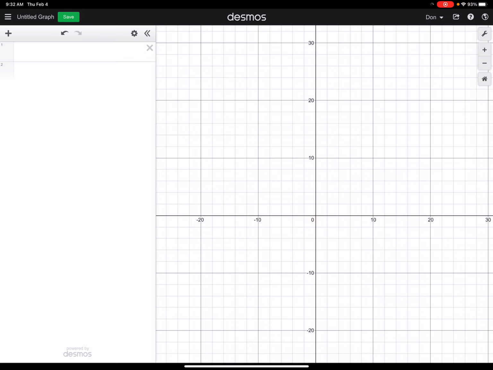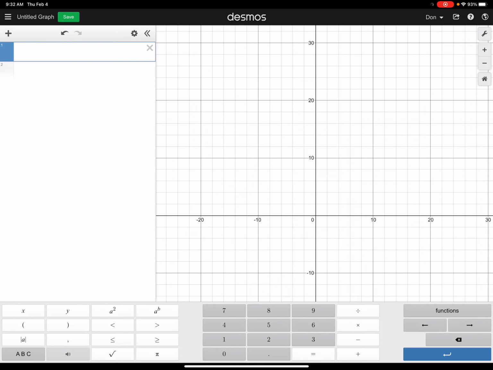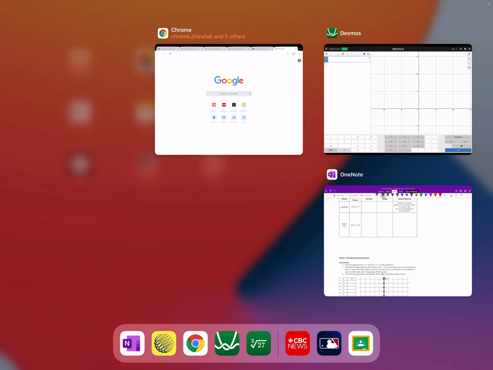Let's see, where's my keyboard gone? Oh, there it is. So absolute value, you can see down in the very bottom left, just above the ABC, it's got an A between the absolute value signs, so you can use that. I'll leave that to you, though.